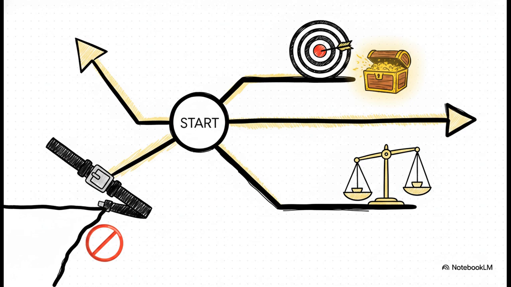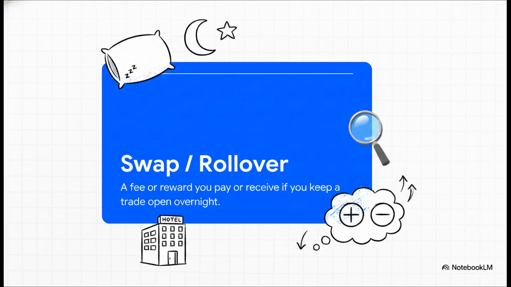The bare minimum goal in any rough trade? Try to at least hit your break-even point, where you make zero profit but take zero loss. You basically just get your money safely back. Oh, and a quick heads up. If your strategy involves holding that trade open overnight while you're asleep, definitely keep an eye out for a swap or rollover. It essentially acts like a tiny hotel charge, or hey, sometimes even a reward, applied to your account simply for staying in the market from one day to the next.